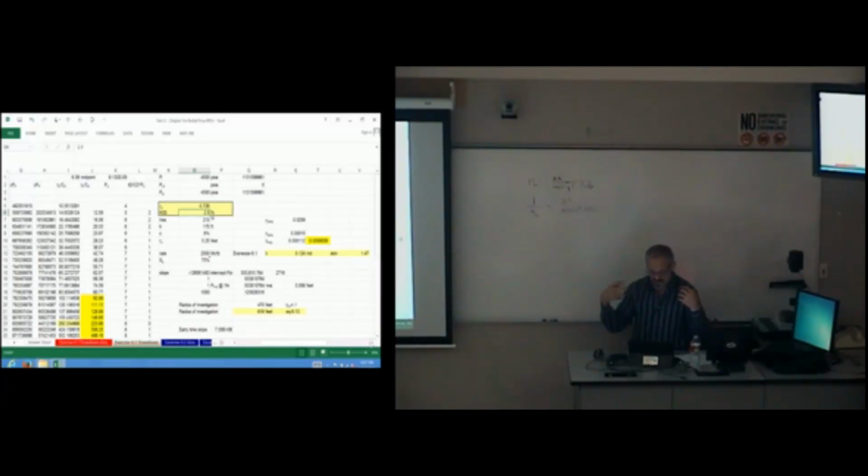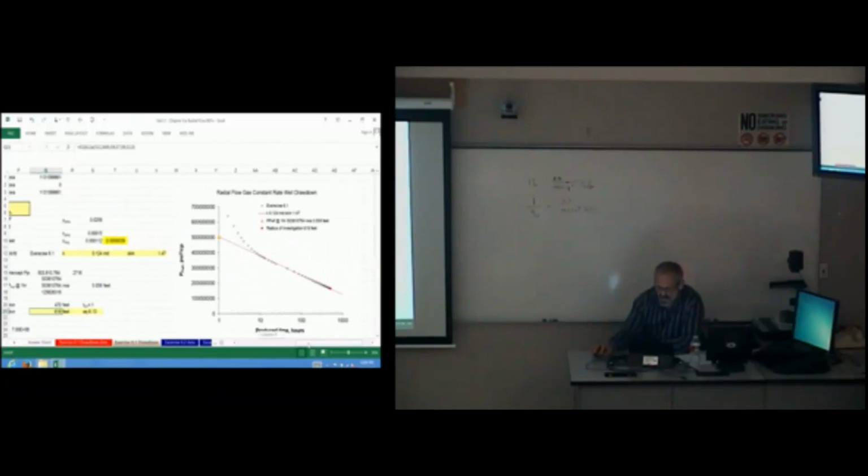And a positive skin of 10 is horrible. A negative skin of 6 or 7 is about maximum. You can't get very large negative skins. And then again, annotated on my semi-log plot, I got 616 feet for my radius of investigation.